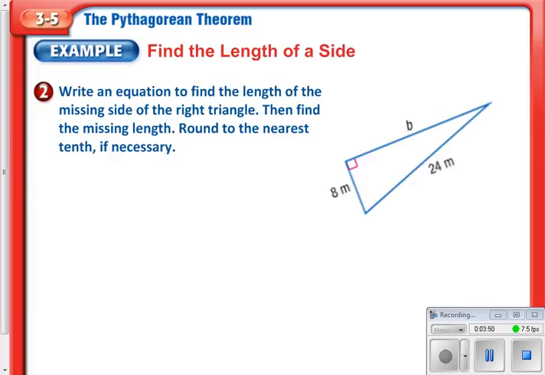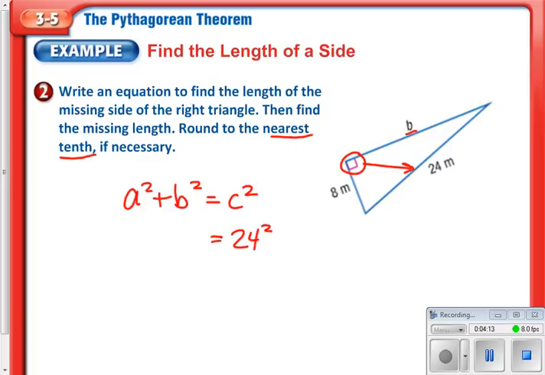Next, example 2. Again, same situation here, round to the nearest tenth. In this problem, we are solving for b, which is a leg. So I have my equation: a squared plus b squared equals c squared. Here's my right angle. Opposite my right angle is side c, so I need to put in 24 squared for side c. We're figuring out b, therefore I know 8 squared is a, plus b squared.